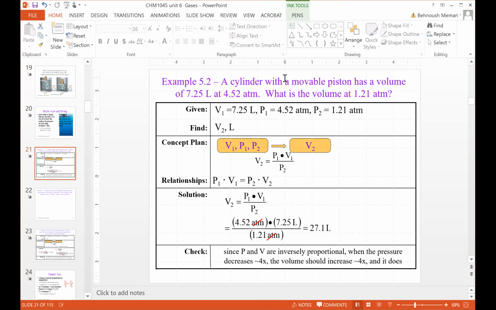An example: a cylinder with a movable piston has a volume of... so we know that the P1 value is given to us and it's 7.25.